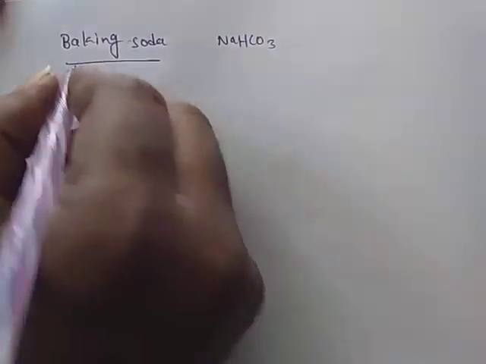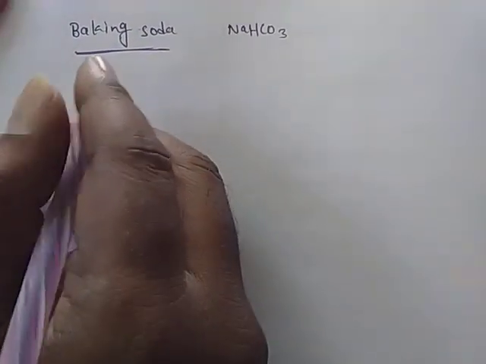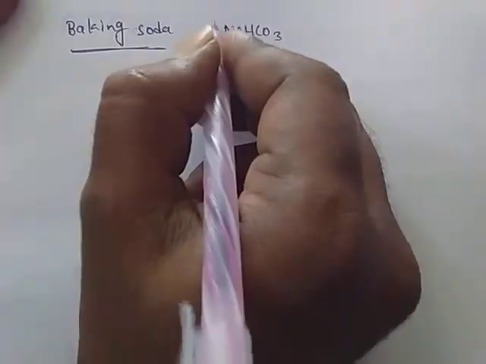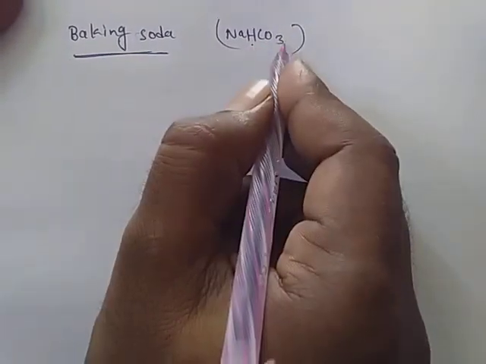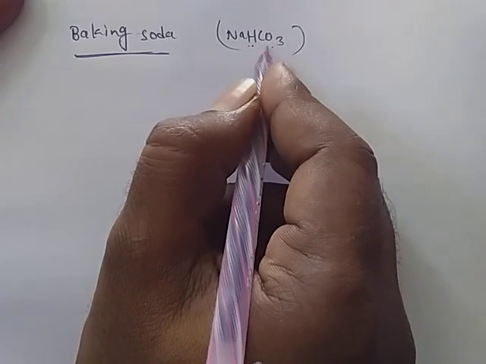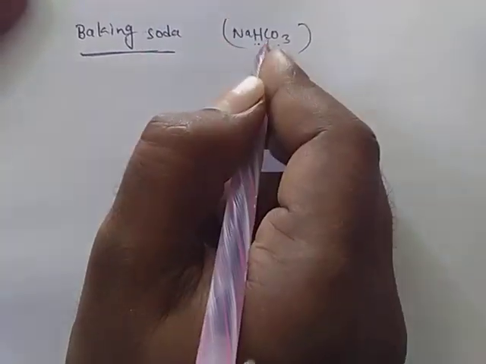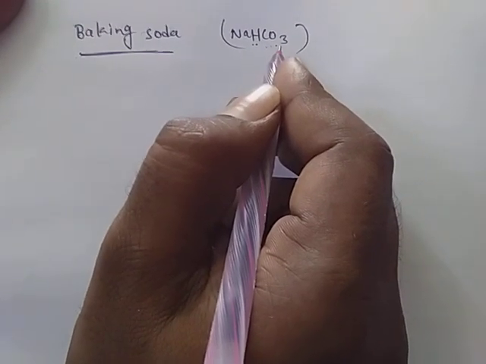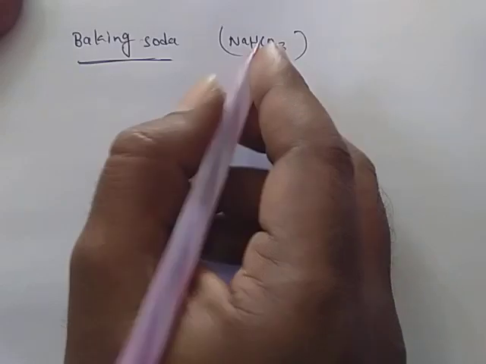So now today I am going to discuss baking soda. How can we prepare baking soda from common salt? What is the formula of baking soda? Baking soda formula is NaHCO3. Generally we use it for cooking at home. Sodium hydrogen carbonate is the chemical name. NaHCO3 is the formula of baking soda, and the chemical name is sodium hydrogen carbonate, or sodium bicarbonate also we can call.